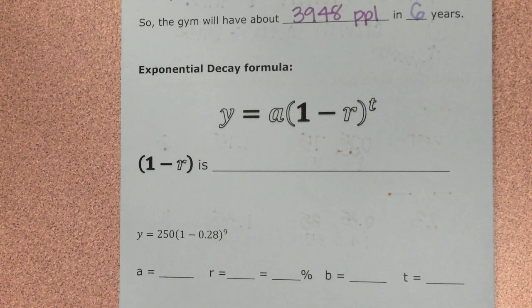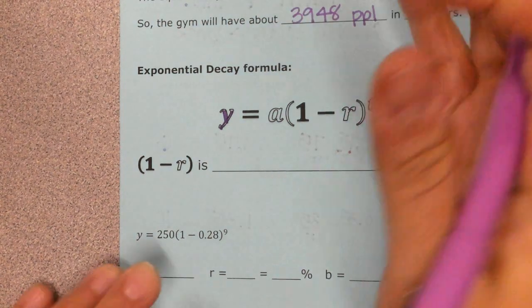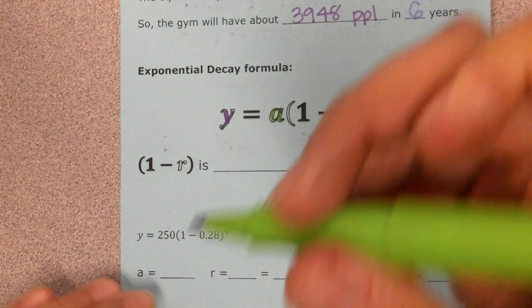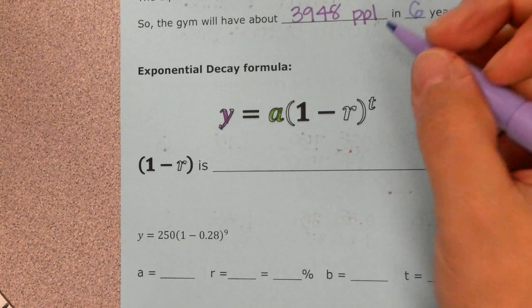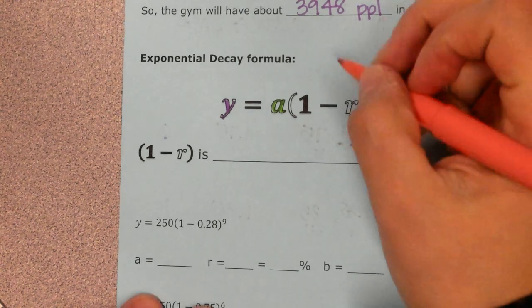All right, so now we're on exponential decay factor. Y is still the same as before. It's your final amount. A is still the same as before. It is your initial value. T is the same as before. It's your exponent, or whatever it is you're counting by: time, years, life. And R is still the same as before.